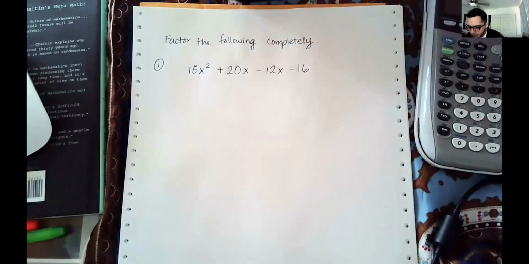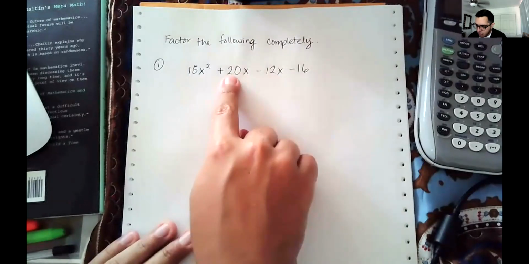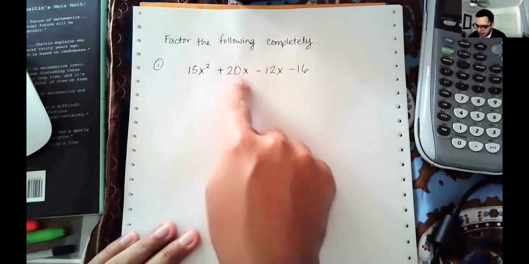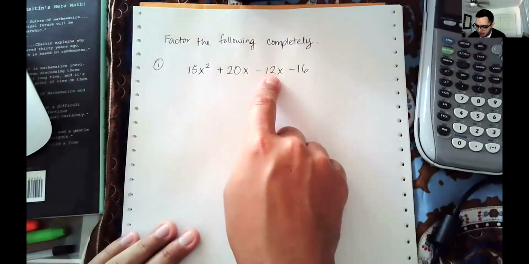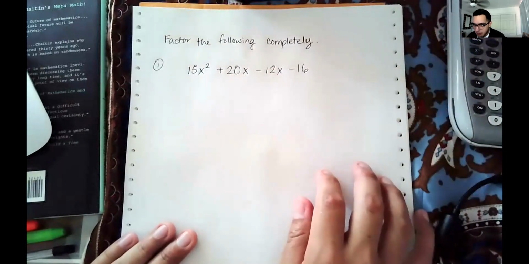Okay. So can anybody tell me what the first step of factoring a problem like this might be? Combining the x's. When you say combine, do you mean taking the 20x and then subtracting the 12x to get 8x? Yes. Okay, so that would actually be the opposite of what we want to do.